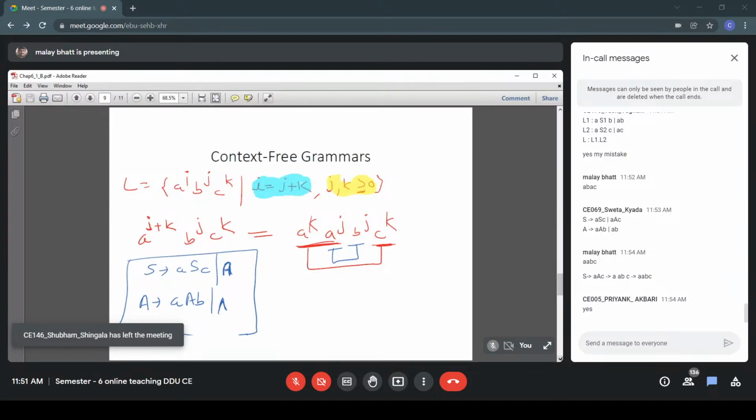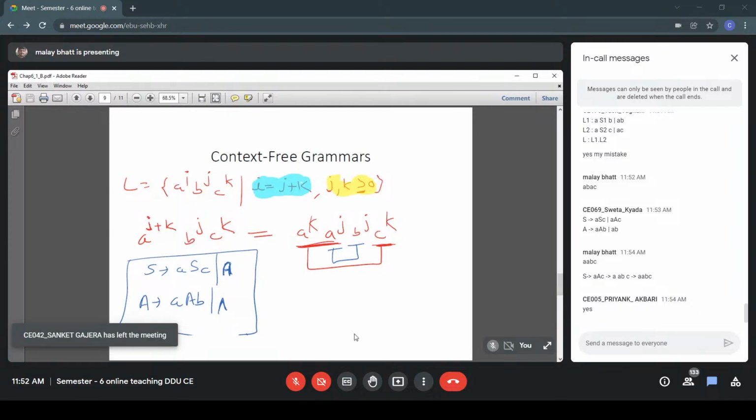So you can see from S, we are getting ASC. And now we are replacing S with non-terminal A. And then for non-terminal A, we are writing A, small a, capital A, B, or null. So because J and K both are greater than or equal to 0, we are also able to generate null from this given grammar if it is required.